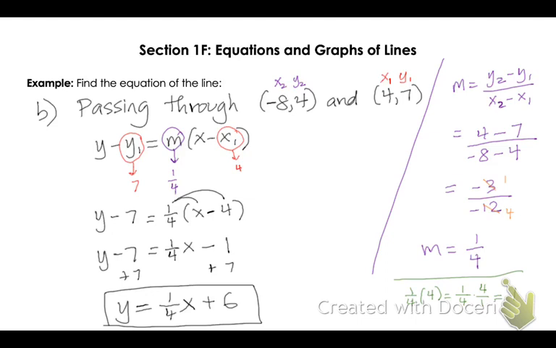Okay, so in general, if you don't have a horizontal or vertical line, this is how it's going to go. You have 2 points. You figure out the slope. You plug in one of the points. You find the equation of the line.